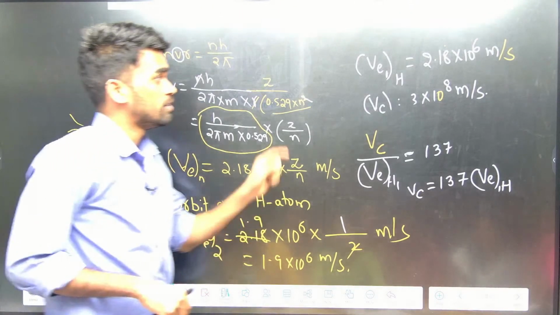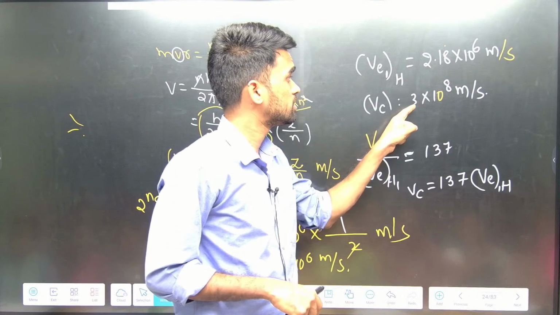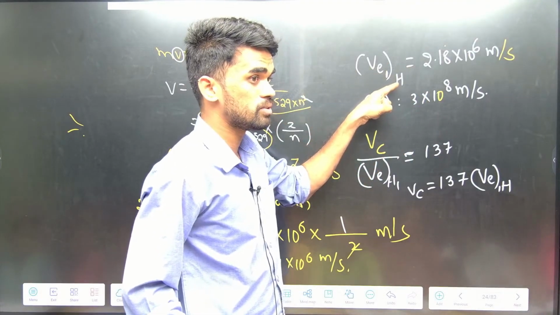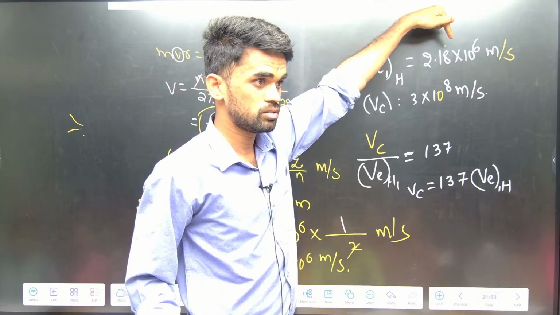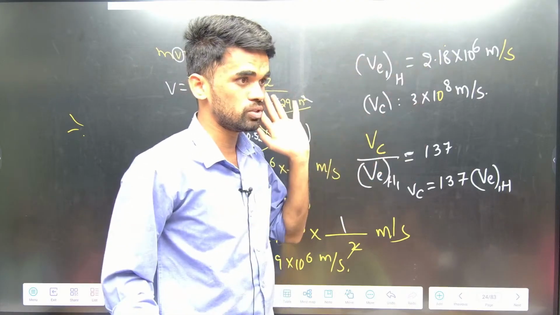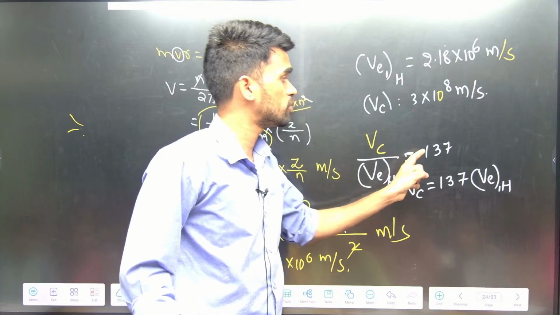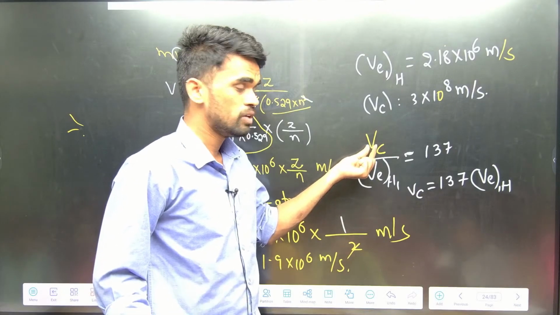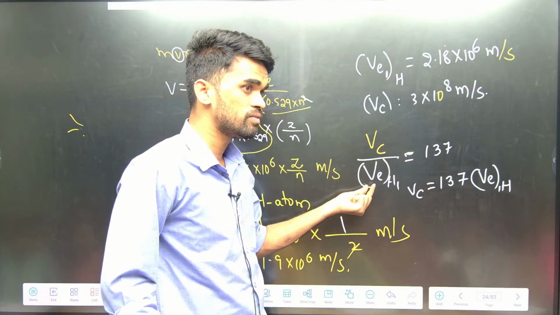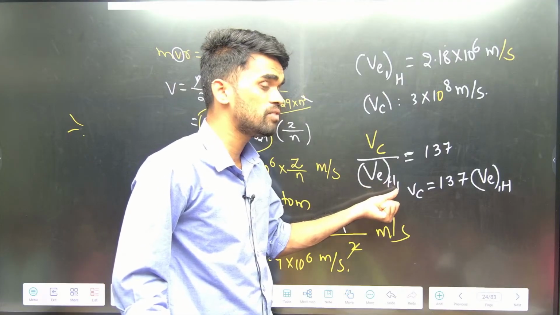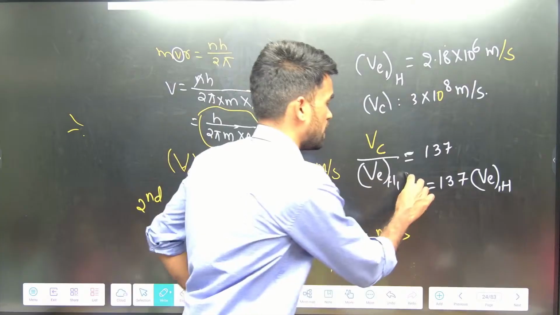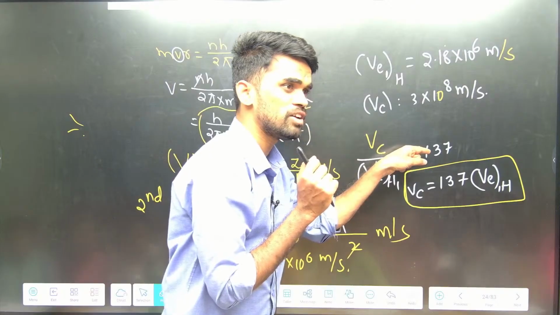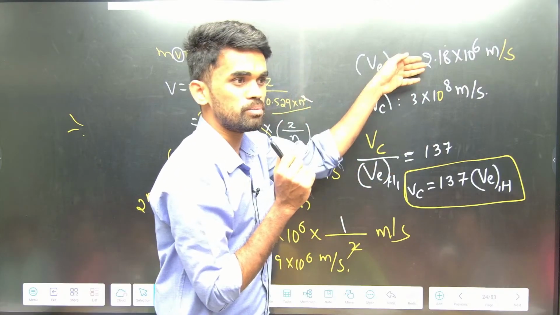Once again I will tell you. Velocity of light is how much? 3 into 10 power 8. Velocity of electron in the first Bohr orbit is how much? 2.18 into 10 power 6. What will that ratio be? 137. So what it is saying: velocity of light is 137 times the velocity of electron in the first Bohr orbit of hydrogen atom. This is the final outcome that you should remember. How did we get 137? The ratio of these two numbers.